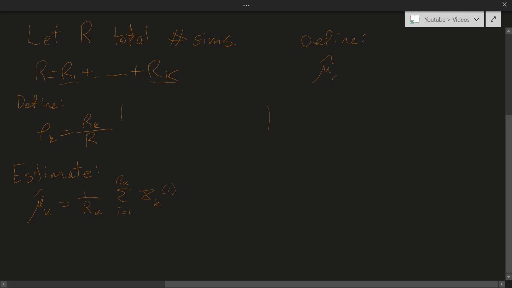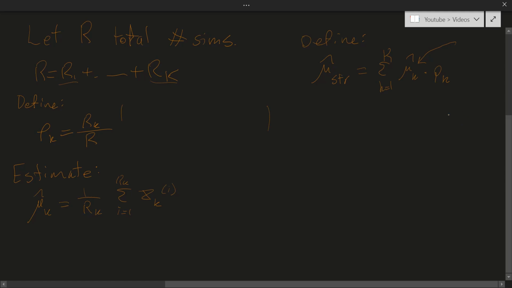Now I define, we had stratification as the sum up to k equals 1 of mu k hat multiplied by the probability. So we simply plug in the estimate of mu k in this sum, which we got from the law of total expectation.